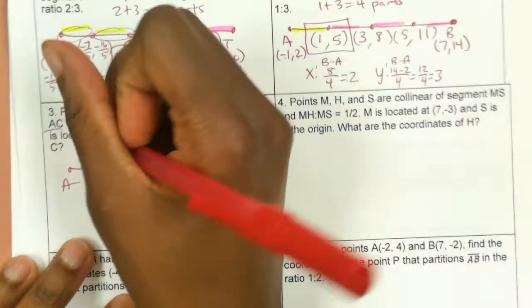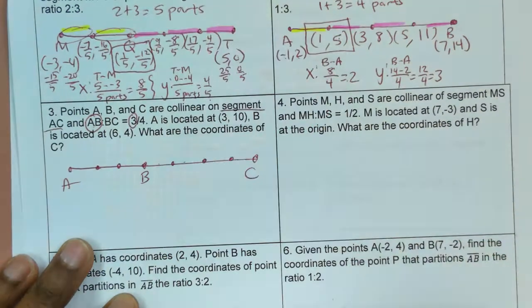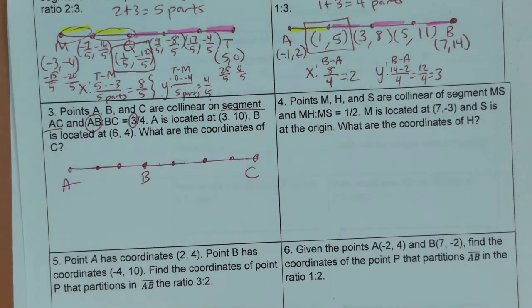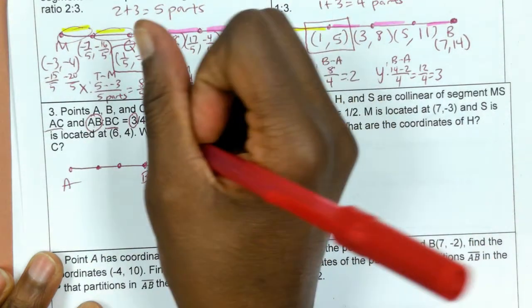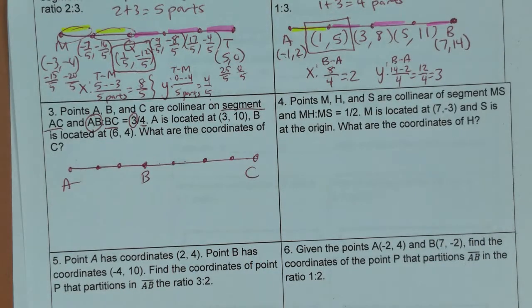So again, this AB corresponds to this number, so there are 3 parts between A and B's points. This corresponds to the 4, so there are 4 parts between those points.